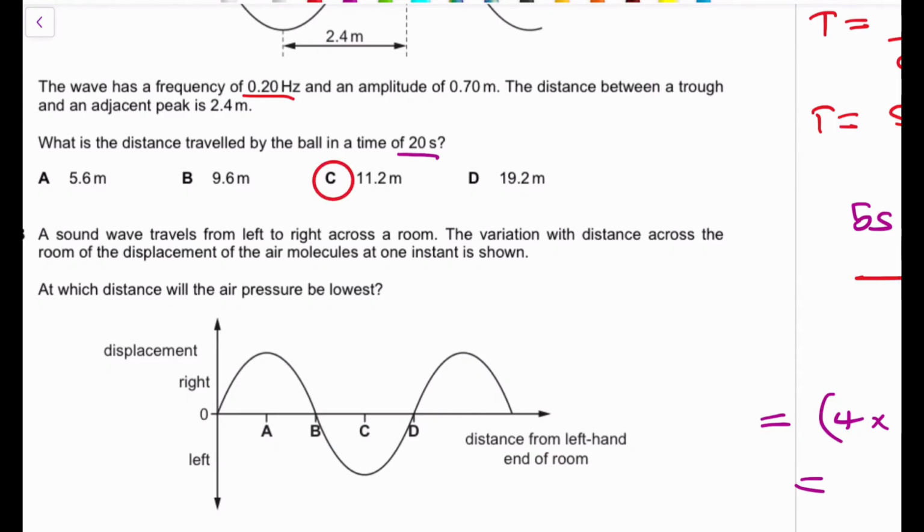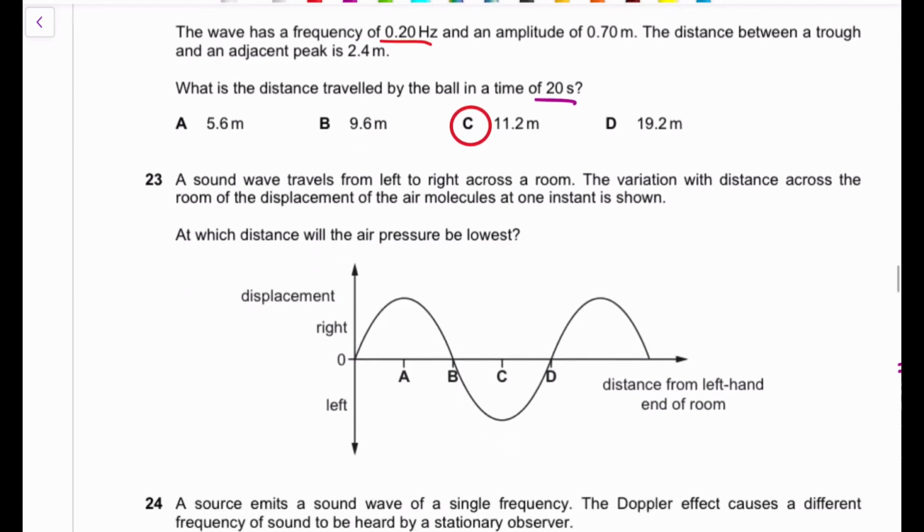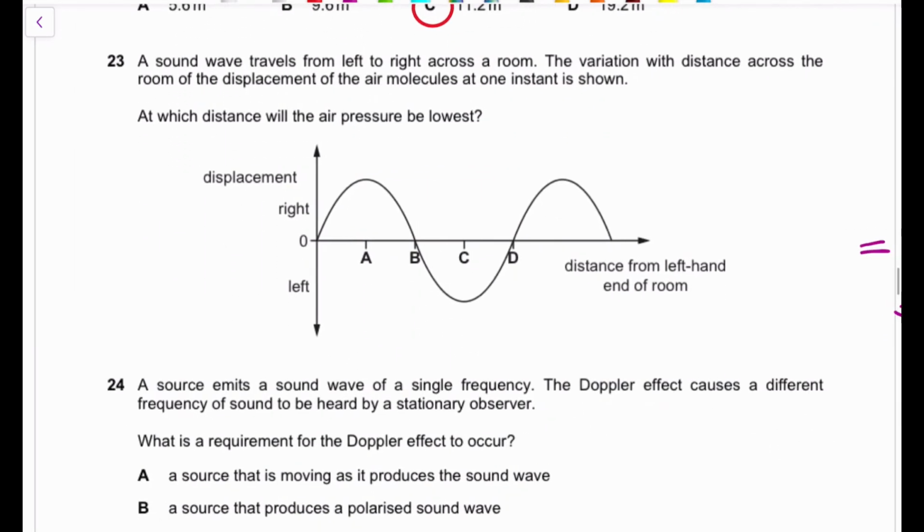Very important. Move on to question 23. A sound wave travels from left to right across a room. The variations with distance across the room of the displacement of the air molecules at one instant is shown. At which distance will air pressure be the lowest?